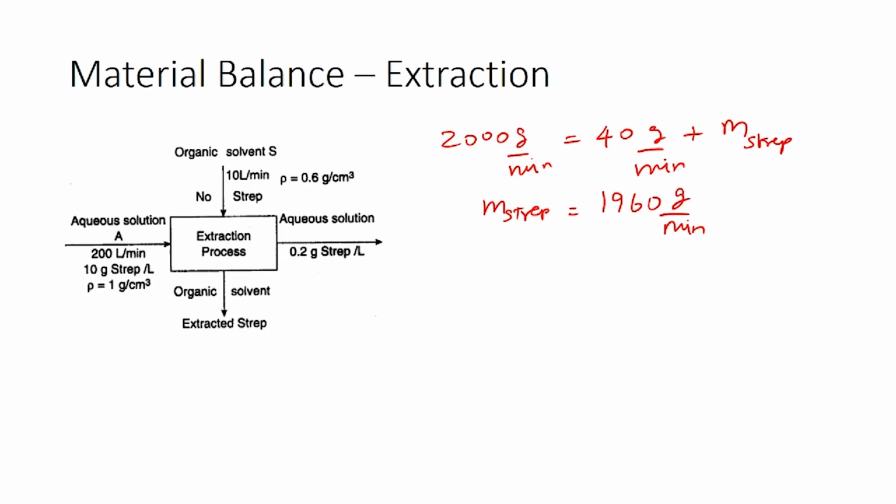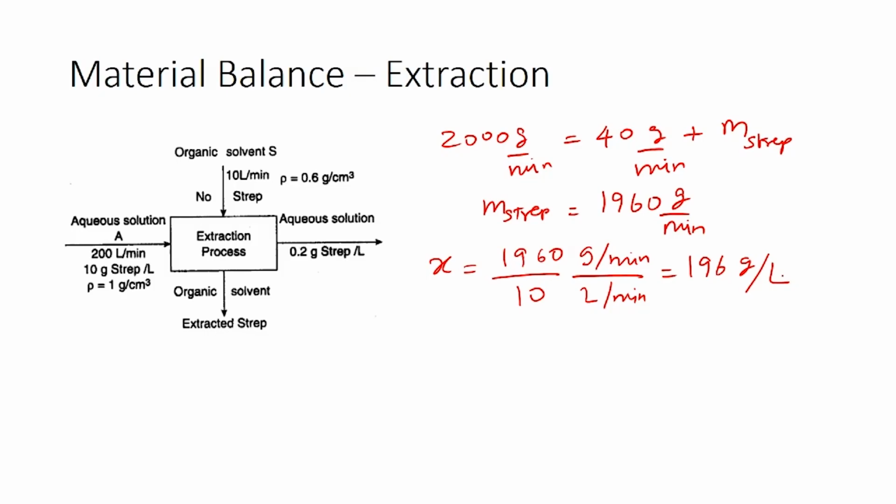We now need to calculate the concentration of streptomycin in the organic solvent, which is the extract. We know the volumetric flow rate is 10 liters per minute for the organic solvent. Considering that the concentration X of streptomycin in the organic solvent, which is the extract, would be 1960 divided by 10 grams per minute divided by liters per minute, giving you 196 grams per liter. So, this gives you the concentration of streptomycin in the extract.